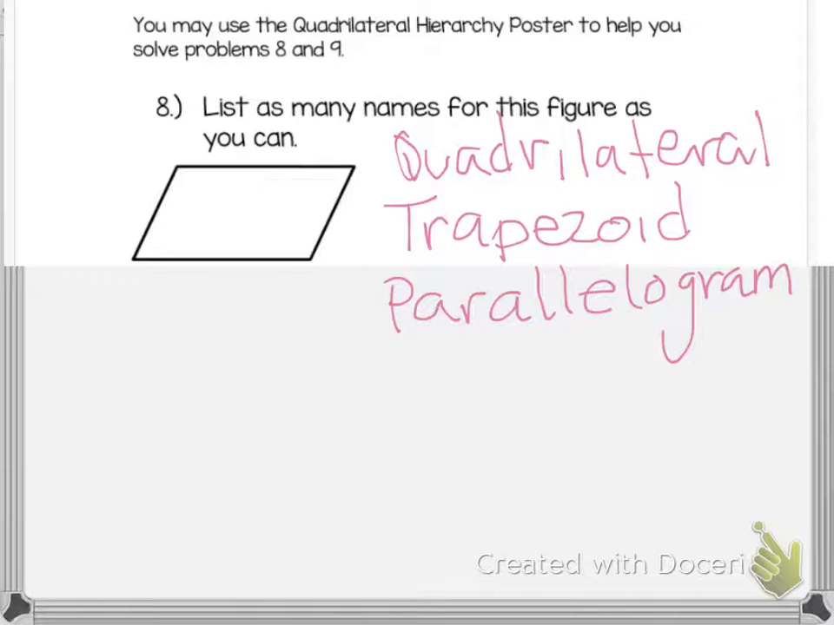Can it be a rhombus? A parallelogram with all equal sides. Those are not all equal, so no. Is it a rectangle? A parallelogram with right angles? No. Is it a square? It doesn't have all the same sides equal or right angles.